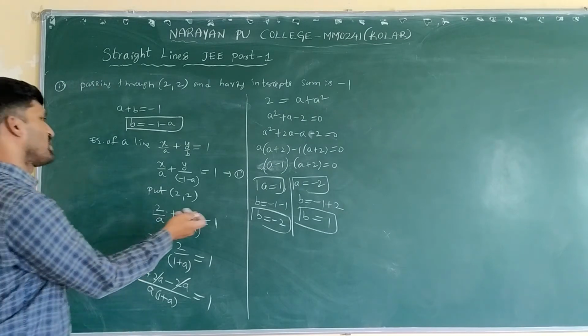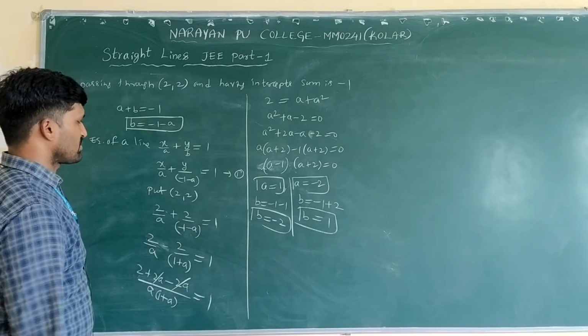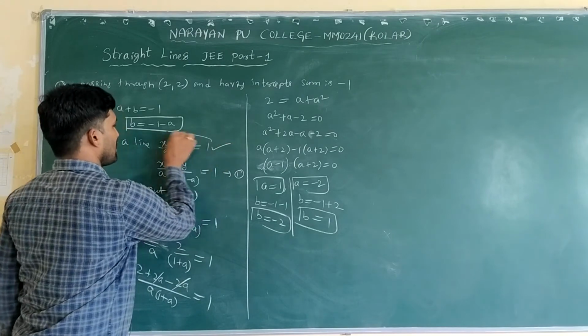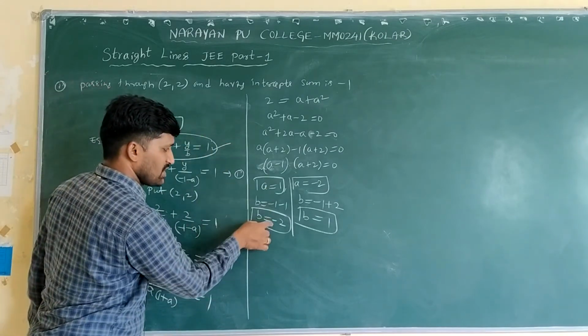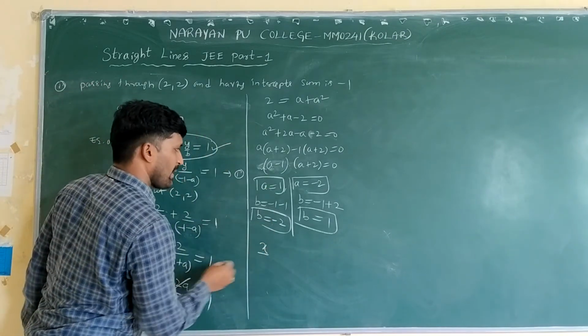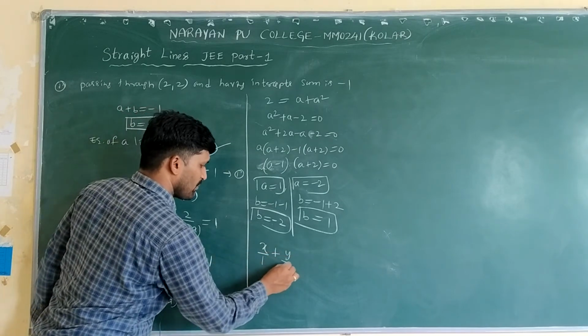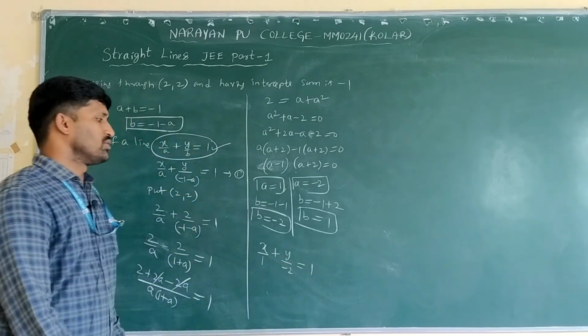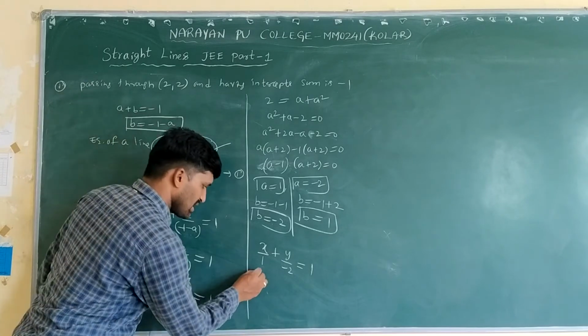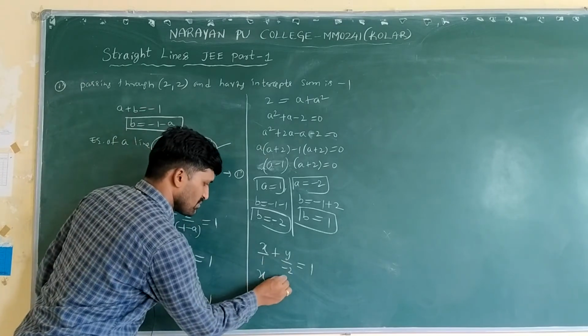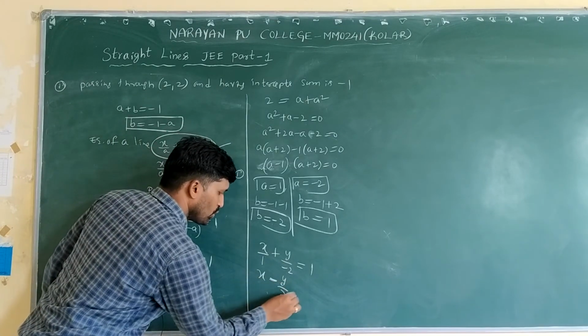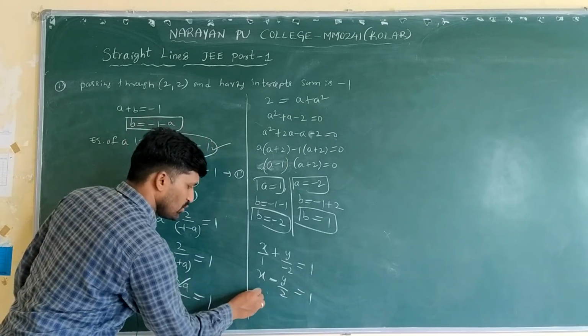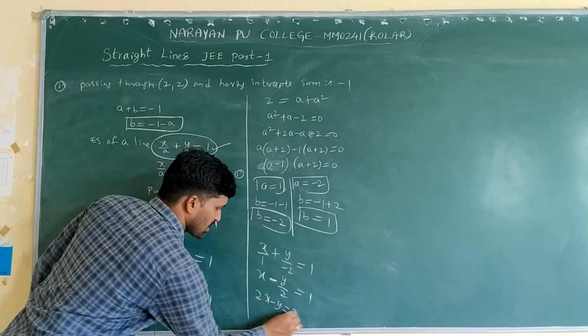What is the equation of the line? Basic form we can take, otherwise you can substitute the first one, but take this one only, better. The equation of the line with these two values: x by 1 plus y by minus 2 is equal to 1. By taking LCM, that is x minus y by 2 equal to 1. By taking LCM, 2x minus y is equal to 2.